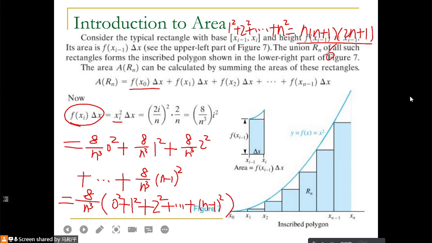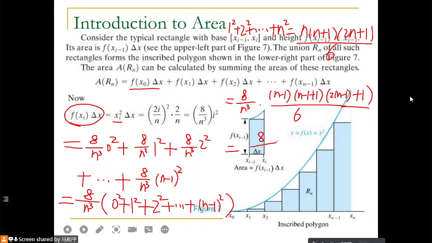This is not the last one, it is not n square, right? So we just replace n by n minus 1. This means we have right here, this is 8 over n cube times, with n replaced by n minus 1. N minus 1 is n minus 1 plus 1, and 2n minus 1 plus 1. Okay, so it's equal to 8 over n cube times 6.